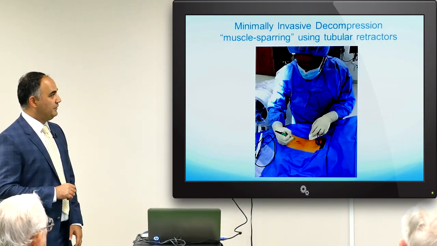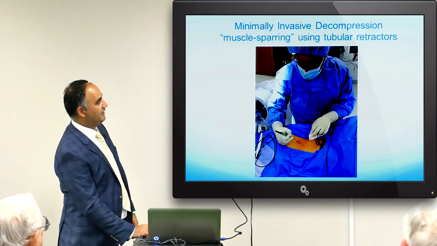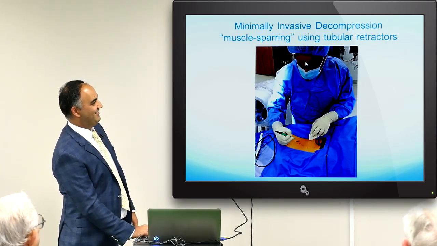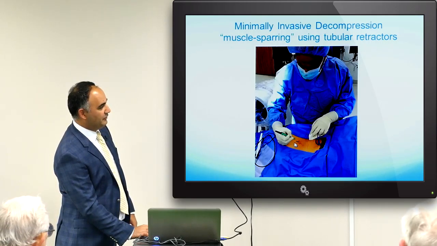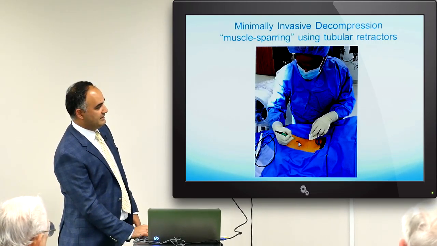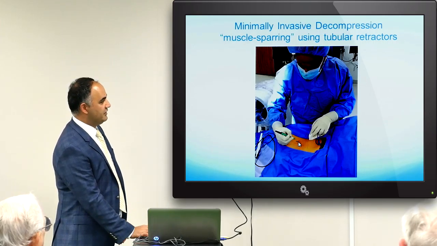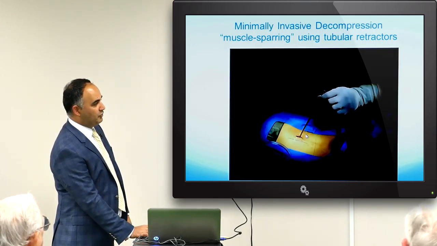So this is me in the operating room. You can tell because of the birthmark on my head, right there. This is our normal incision right here that I would make for a discectomy. And this is the incision that we're making for this procedure.